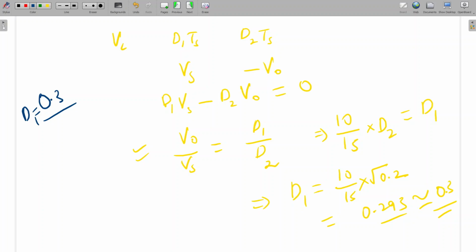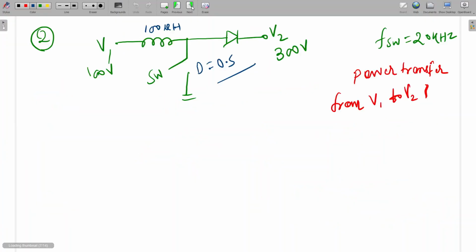No, sir. Okay, so option 0.4 will also be given. One option will be 0.4, but we have to click 0.3. Okay, so I'm moving to the next question, if no doubt will be there. That is also a discontinuous conduction based question only.